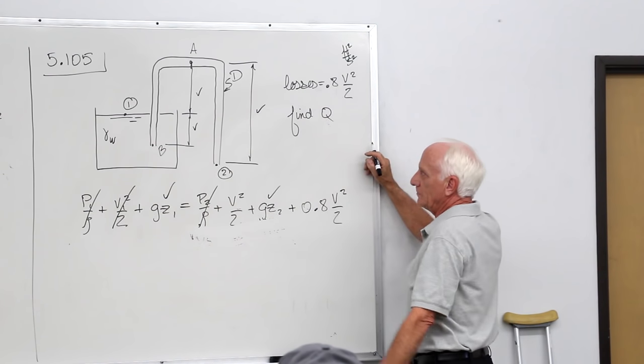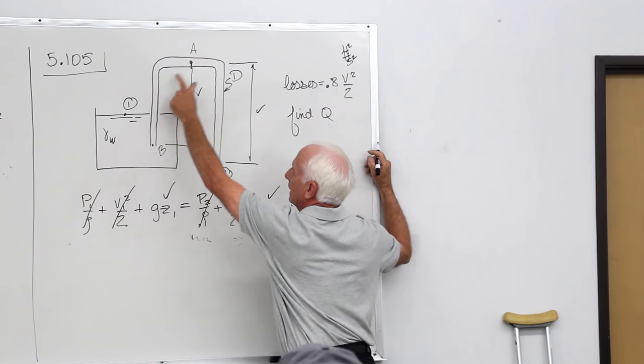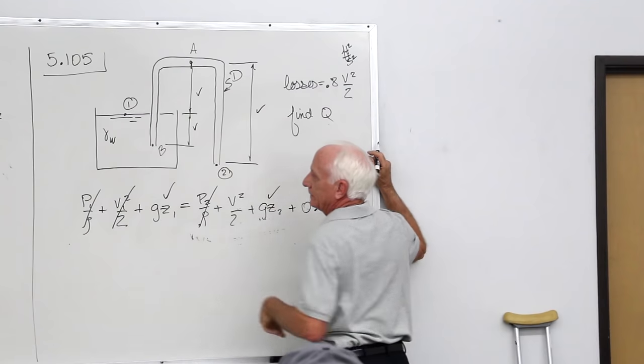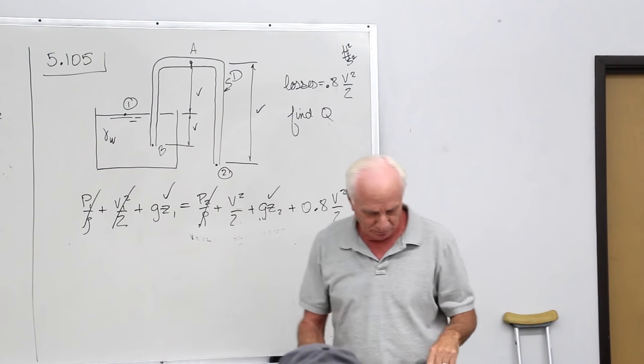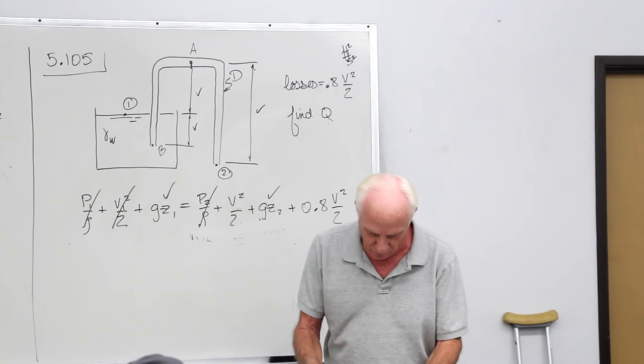So I can go from 1 to B, or from 1 to A, or from B to A. So be thinking about things like that, too. All right, let's go on. That was 105. Now let's go to 114.